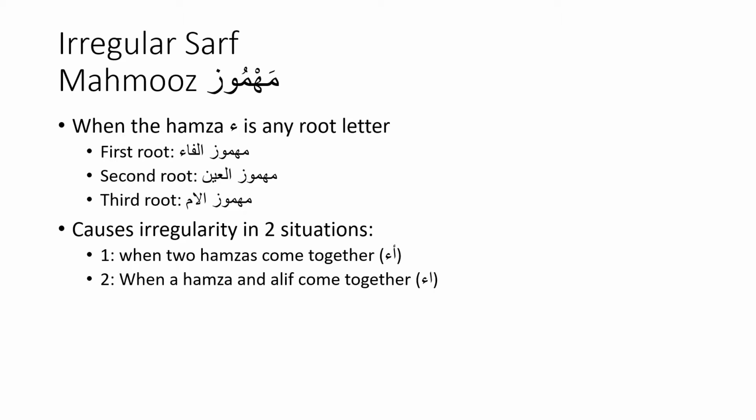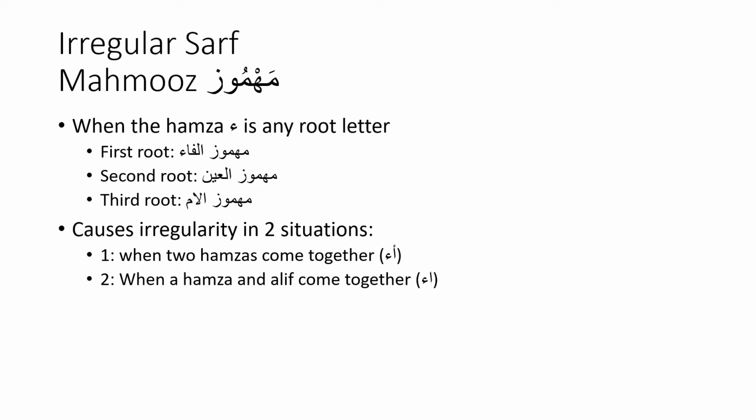Amin ya rabbal alamin. So welcome to a brief class on irregular sarf. This is the form called Mahmooz. Probably one of the easier forms and therefore one of the best to start with. So Mahmooz, which means basically it contains a hamza, is when the hamza is any root letter. And there are three different types of it, depending on if it is the first, second, or third root letter.